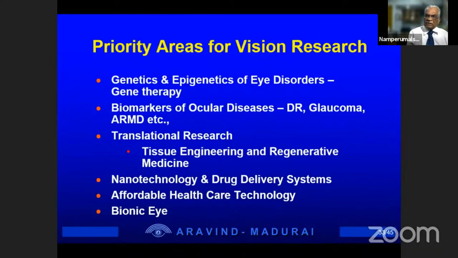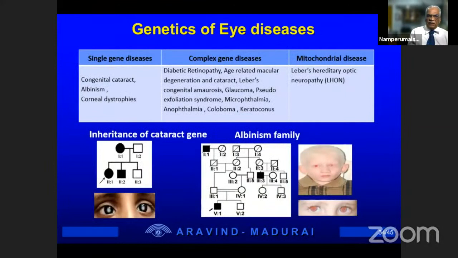The present tendencies: most of our eye diseases are based on genetics, inherited retinal disorders, or retinitis pigmentosa, or glaucoma, or diabetic retinopathy, are all genetic based. That is what is coming up. And biomarkers, proteins, and transcripts. These are the diseases which you can see here are all genetic based.